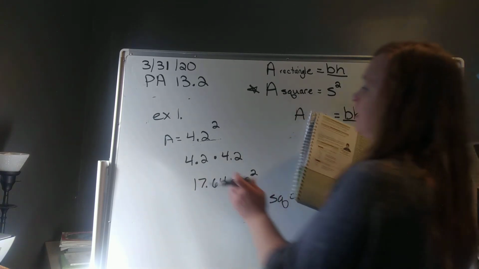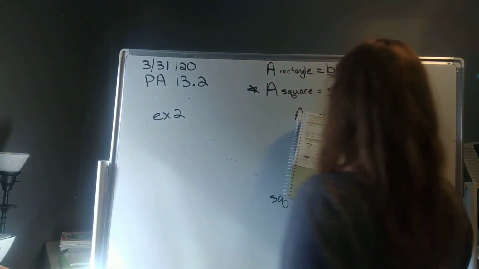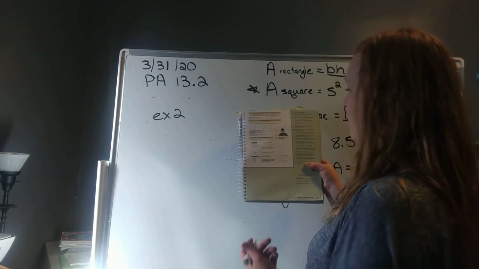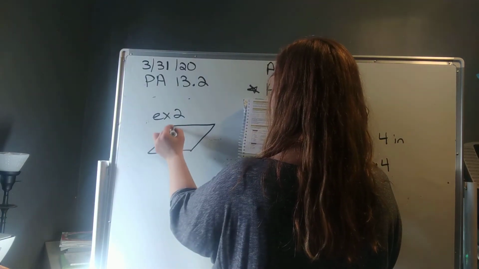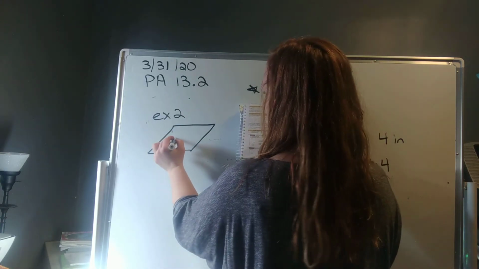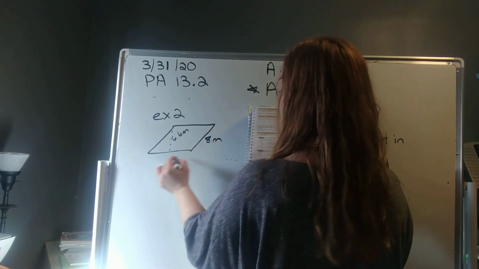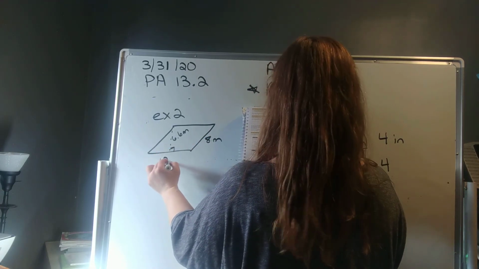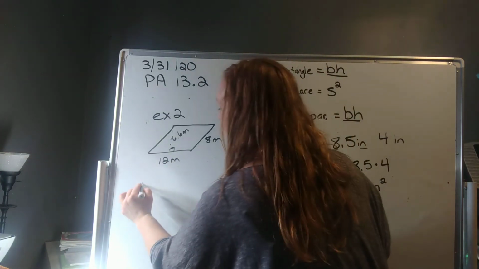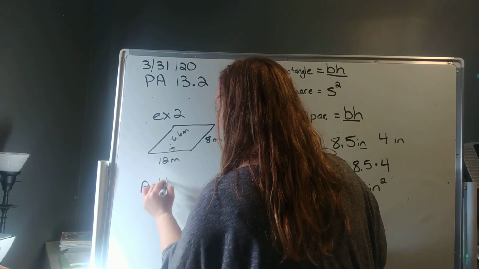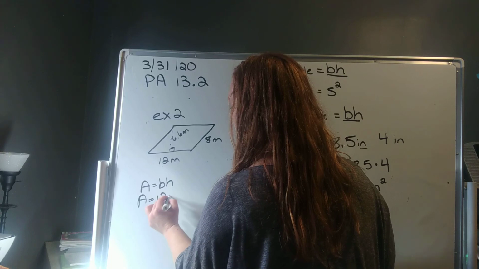Okay, let's look at example 2. Example 2 says, find the area of the parallelogram. And you see the picture of the parallelogram. And it says this one is 6.6 meters, this one is 8 meters, and this one is 12 meters. Well, how do we find the area of this parallelogram? Well, the area of a parallelogram is base times the height. So the area equals the base, which is 12, times the height.